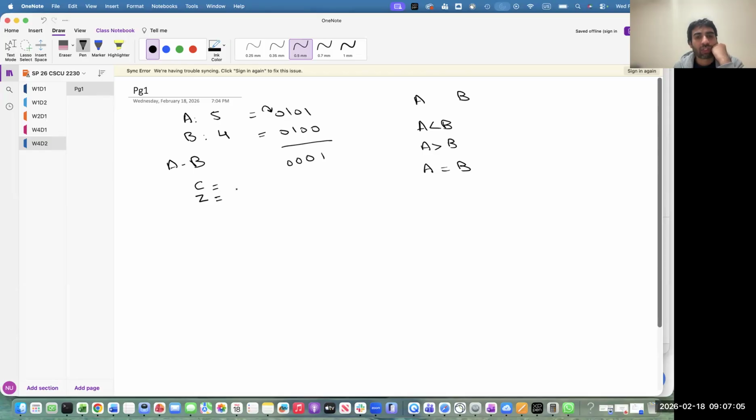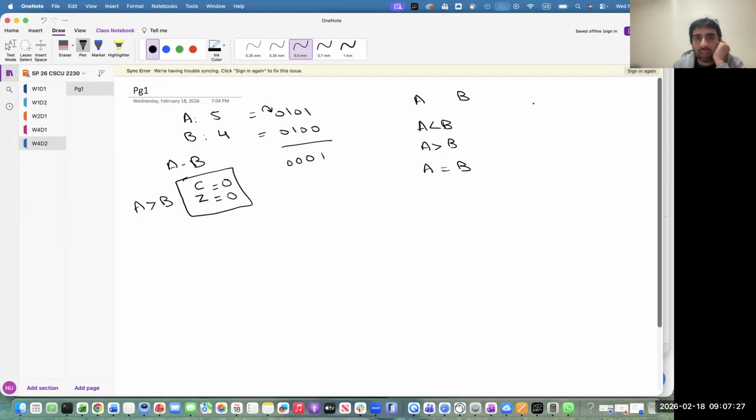What will be the value of C flag? Okay, C is equal to 0, Z is equal to 0. That's true, right? So C is equal to 0, Z is equal to 0, right? This is the case when A is greater than B, right?